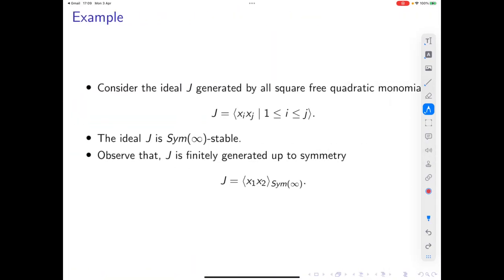Let's consider one more example. The ideal J that is generated by all square-free quadratic monomials. Here is a typing mistake: this inequality is a strict inequality, I is strictly less than J. Then this ideal is a Sym-infinity stable ideal, and we can see that this ideal is generated up to symmetry by the orbit of x1 x2. Any other monomial in this generating set can be obtained by applying a permutation on the monomial x1 times x2.